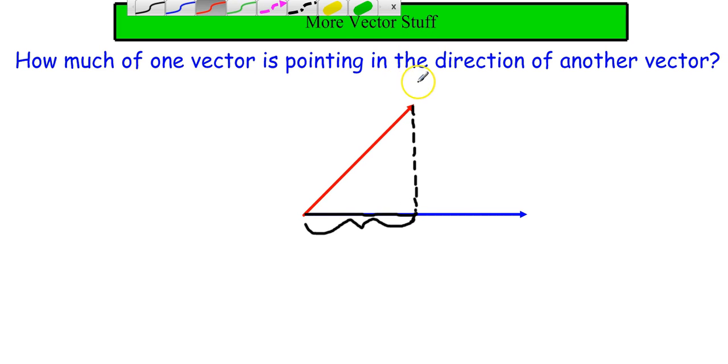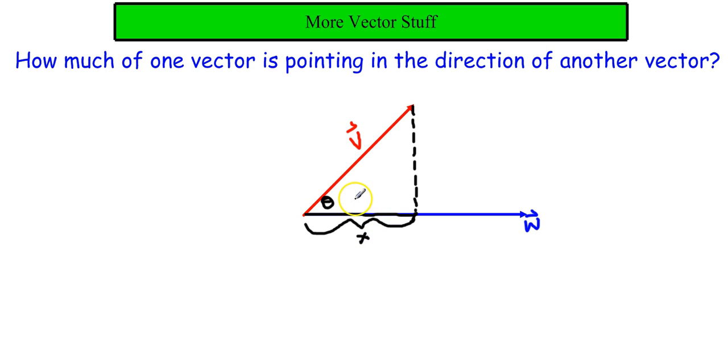Okay, guys, so what we want to do is throw some labels in here. We'll call this vector v. We'll call the blue one vector w. And we'll call this quantity here that we labeled quantity x. And this is our direction of vector v, so we'll label that theta. A couple things that we know. We know, number one, that this is a right triangle.